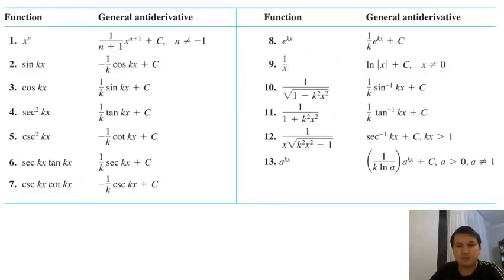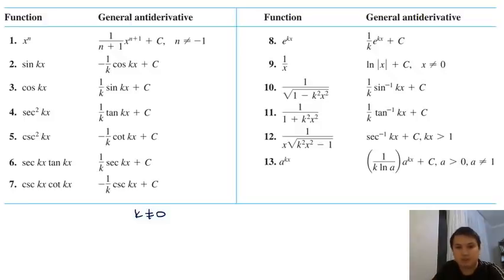The following table gives us antiderivatives of some important functions. So here the k is any non-zero constant. The first one, for example, is now the power rule for antiderivatives, right? So the antiderivative of x to the n is x to the n plus 1 divided by n plus 1. You remember the power rule for differentiation, which was n times x to the n minus 1. So there you decrease the exponent. Here you are increasing the exponent, right?